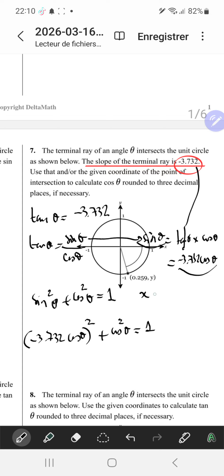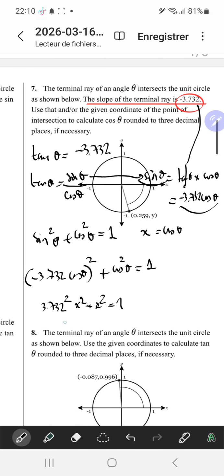So we will name cos theta x. That means that 3.732 squared x squared plus x squared is equal to 1. That means that x squared, if we factorize by x squared, is this squared plus 1 equal to 1. So x squared is 1 over all this. So it's 3.732 squared plus 1.